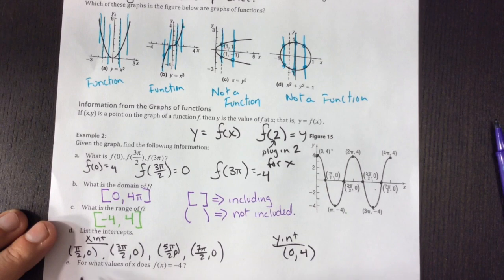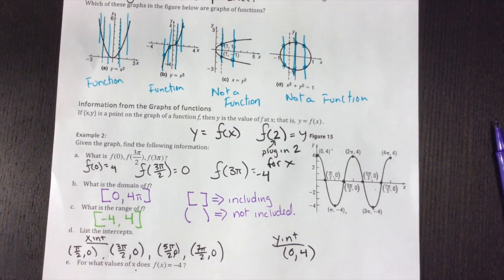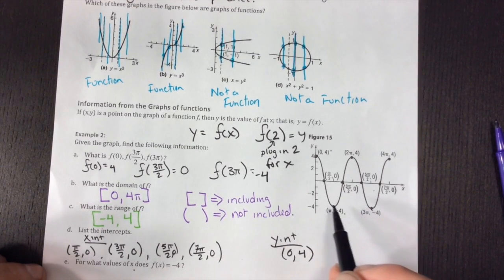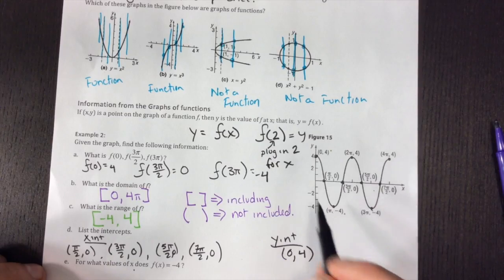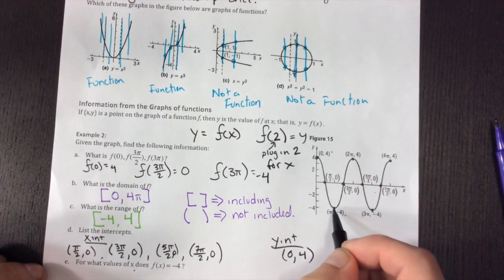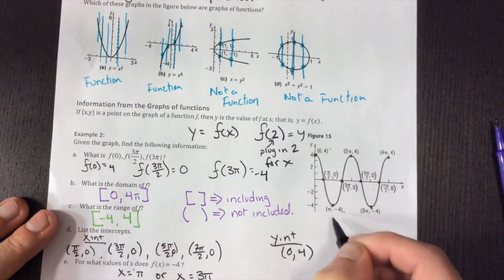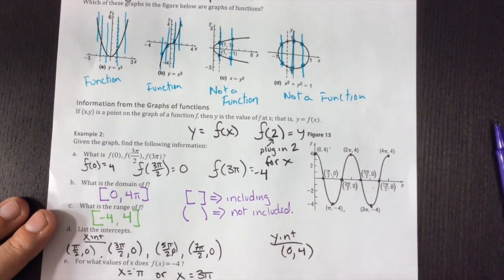And the last one, for what value of x does f of x equal negative 4? So that's saying, if I know my y value is negative 4, what's my x value going to be? So I can look at my graph here, and there's 2 spots where I'm negative 4. So x could either be pi, or x could be 3 pi, because these are the 2 spots in which x yields negative 4 as a result.